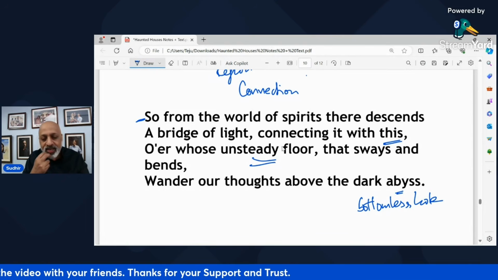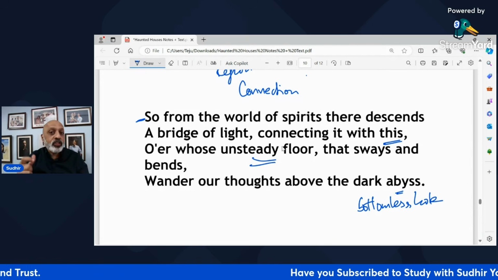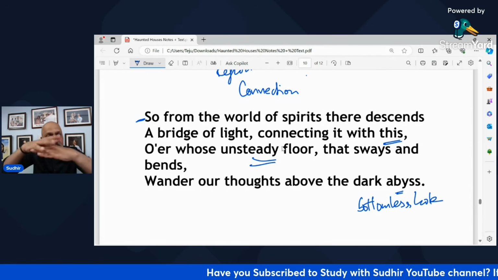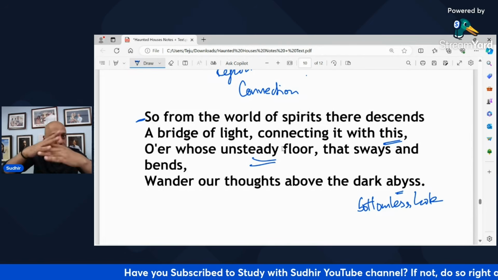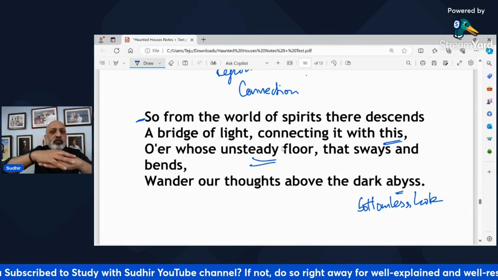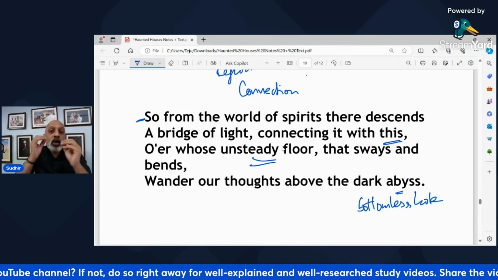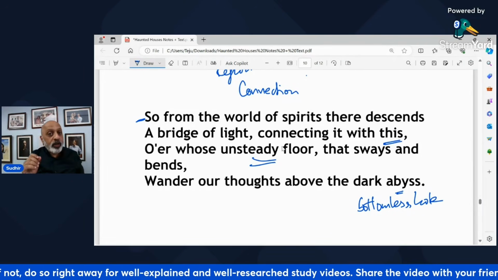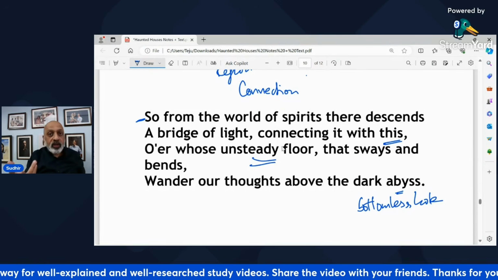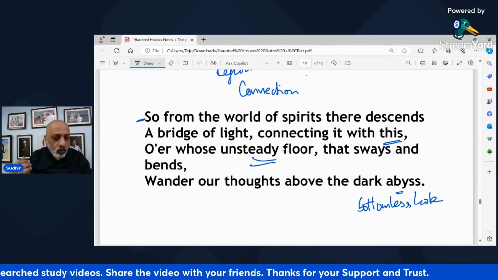So the poet is trying to convey that communication with the ghost could be risky because of the trembling nature of the bridge. The bridge is uncertain, it is not very steady, it is not permanent. So any kind of communication with the ghost, with the spiritual world, could actually be a potential risk because of the uncertain nature of this bridge, which is formed by the moonlight.